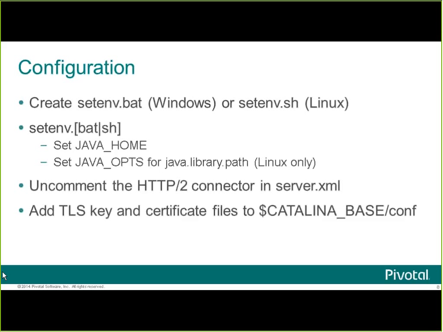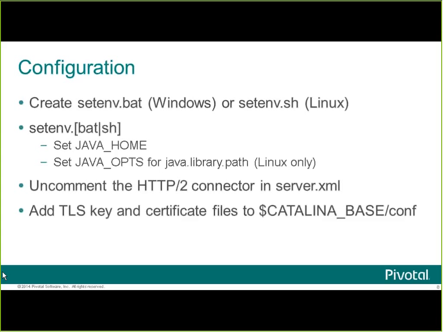So once you've got Java set up, JAVA_HOME, so Tomcat knows where Java is, and Tomcat knows where the APR library is, then in server.xml, you just need to uncomment the HTTP2 connector. There's a sample one there that's pretty much ready to go, and you need to add your TLS key and certificate files.